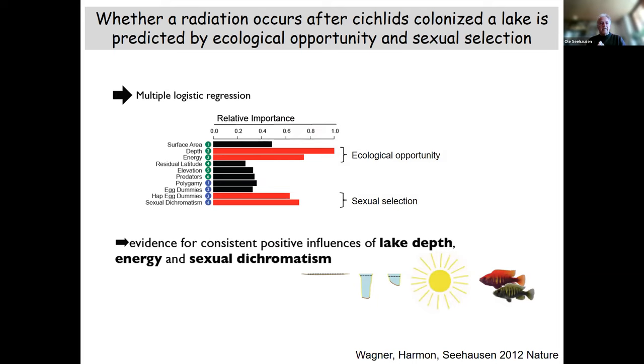And Katie found that among the variables that we looked at, there are especially two sets of variables: the depth of lakes and the amount of energy through sunlight that these ecosystems receive, on the one hand, and sexual dichromatism, the presence of this type of coloration that you see down here, where the males only express this bright nuptial coloration and the females are completely cryptic in their coloration. It's those two, so this trait and the ecosystem variables water depth and energy, that very consistently predicted whether a lineage, when it colonizes a lake, radiates or not.